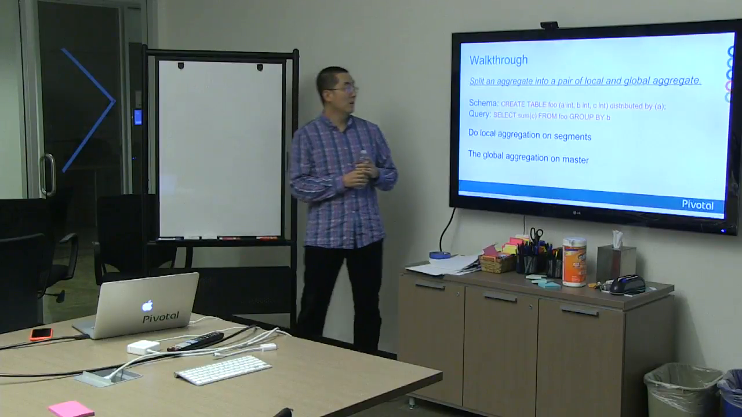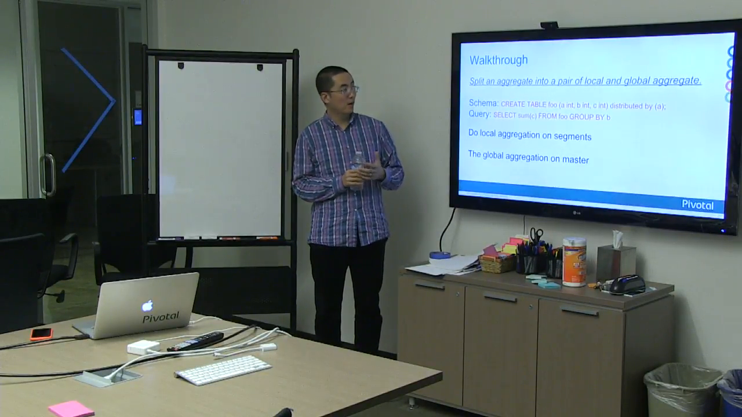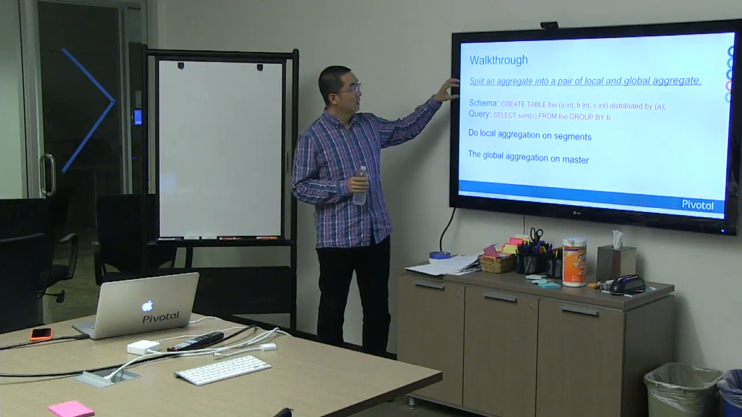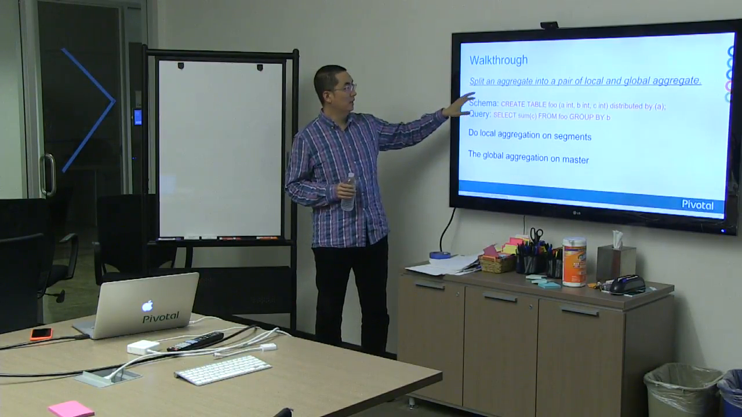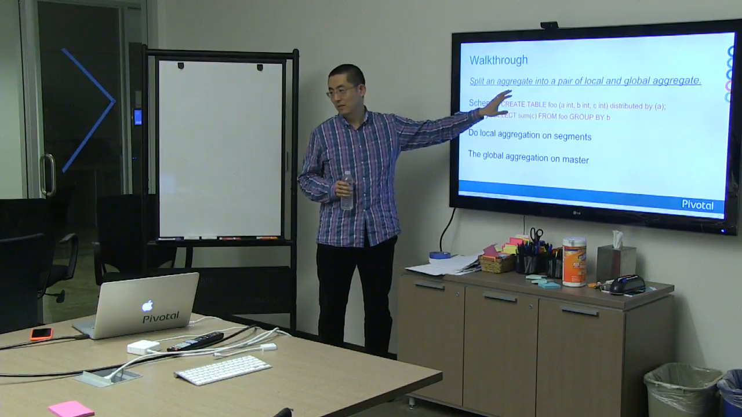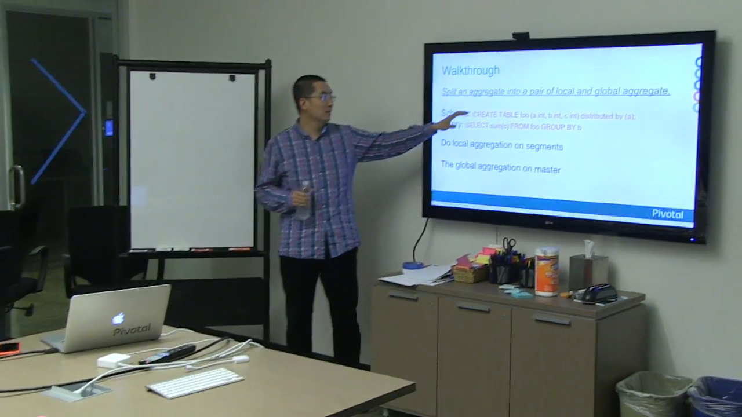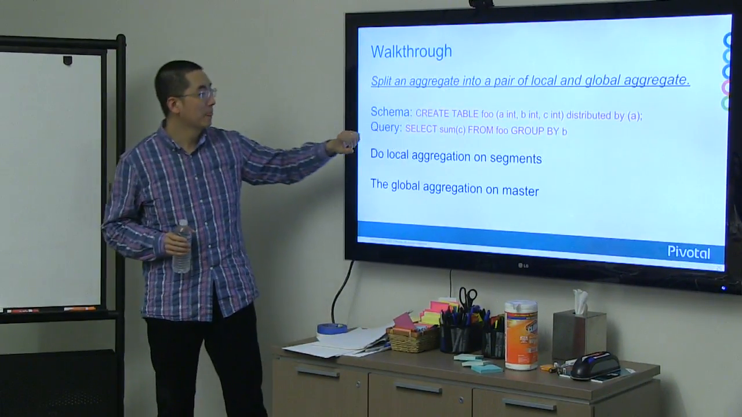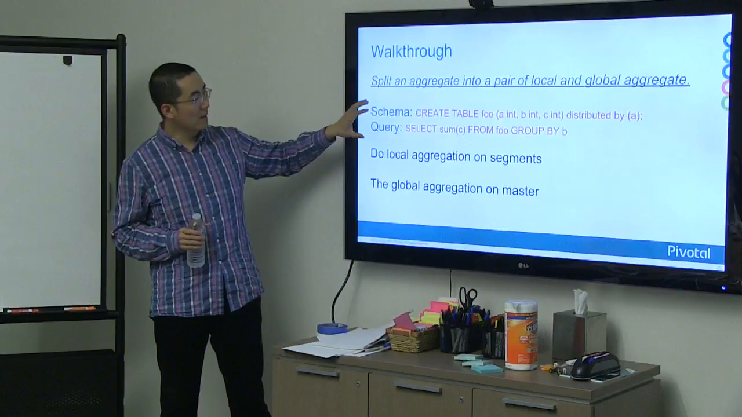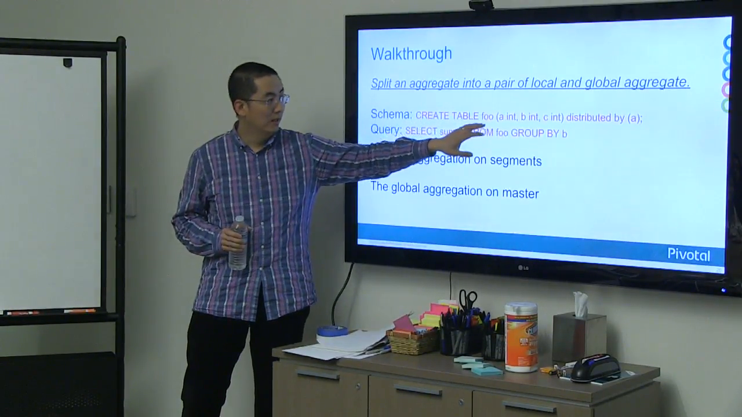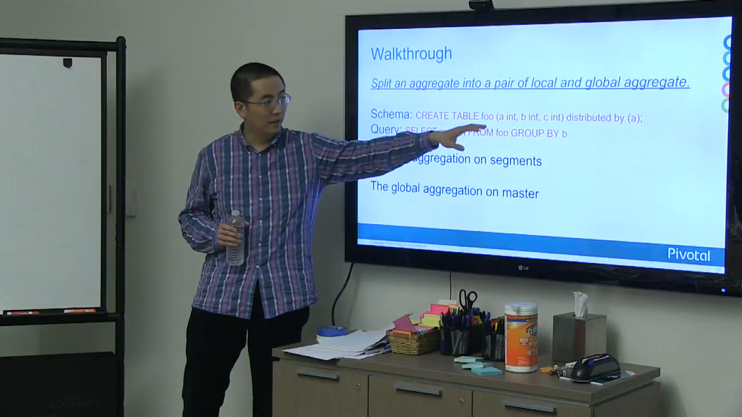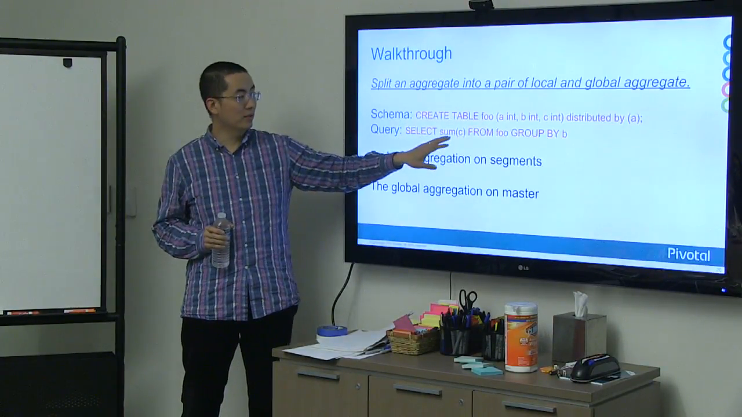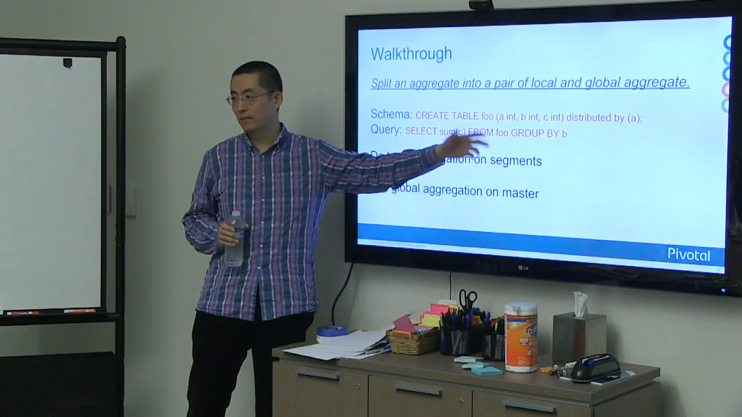In this example, we're trying to add a rule, a transformation rule, which is very common in the MPP environment, saying I want to do an aggregate, but in order to do this aggregate in the MPP environment, split it into a local aggregate and a global aggregate. Here, the example is that I have three columns A, B, C, distributed by A. And my query is saying I want to get the sum of C from the table, grouped by B.